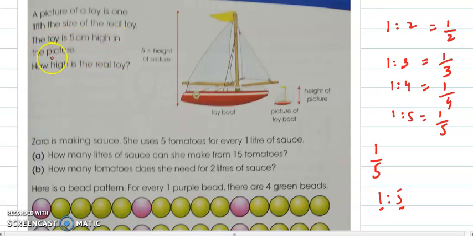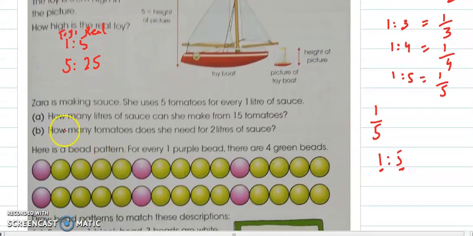The toy is 5 centimeters high in the picture. How high is the real toy? Now we are saying the ratio between them is 1 and 5, meaning for every 1 there will be 5. So if we have 5, we need to multiply it by 5, and the real one will be 25 centimeters. If the toy is 1 centimeter, then the real one is 5 centimeters, because it is given that the toy is 1/5 of the size of the real one. The toy's height is given as 5 centimeters, so the real one will be 25 centimeters.